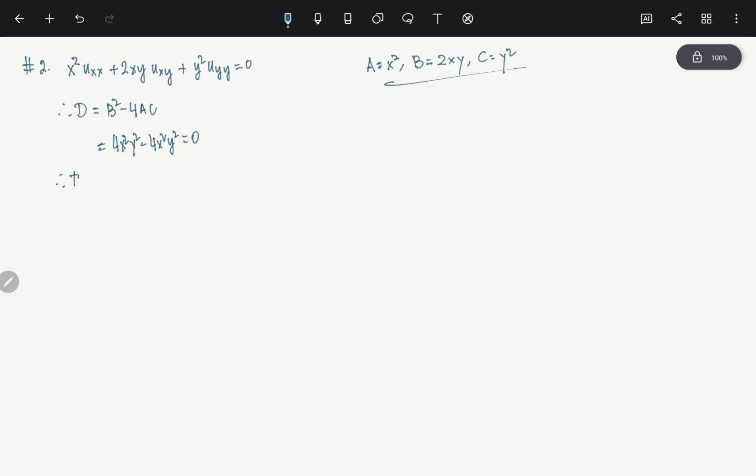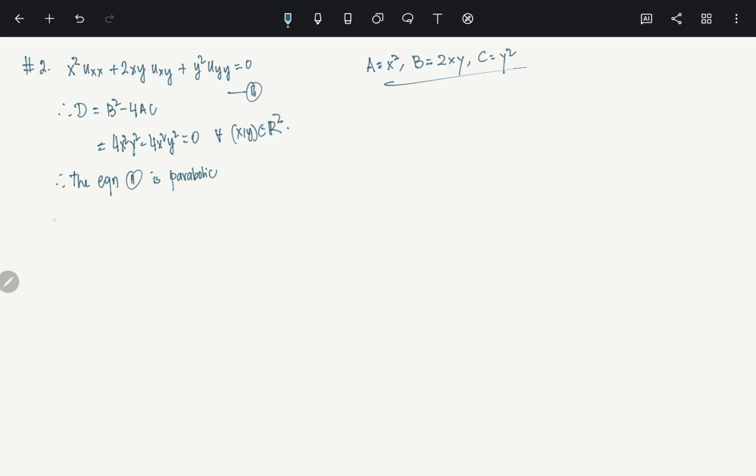Therefore the equation 2 is parabolic everywhere. You don't have to write. So this is 0 for all x, y in R2, right? So that is why I'm saying this is going to be parabolic everywhere. Okay. Now what are the characteristics? So how do you solve this? How do you change it to a canonical form?